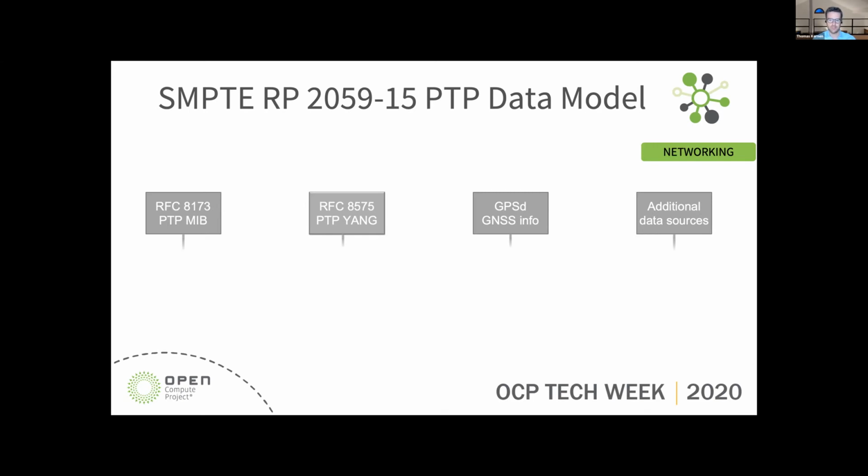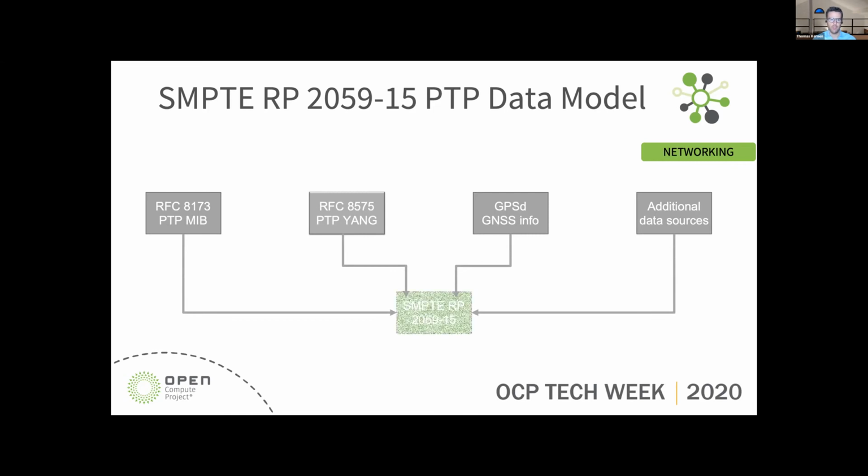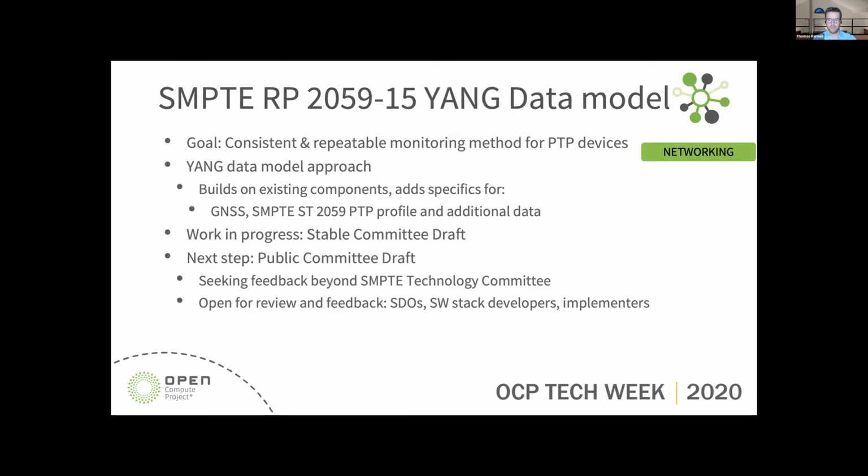So combining all this data together over the course of the last year and a half already, SMPTE has come up with a YANG data model, which is known as RP, Recommended Practice, 2059-15. Now, as I mentioned before, the goal is to come up with a consistent and repeatable monitoring model. And this is just an example of something that exists out there and that is ongoing. And it has taken the YANG data model approach just like IEEE and ITU-T, and it builds on existing components and it augments them where it makes sense.